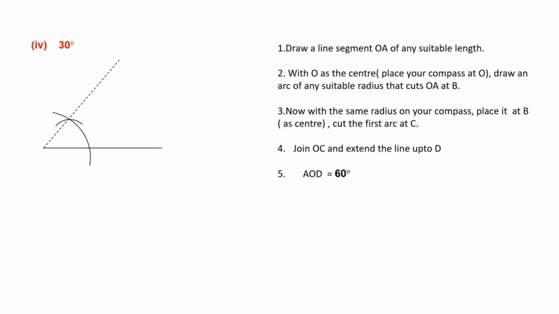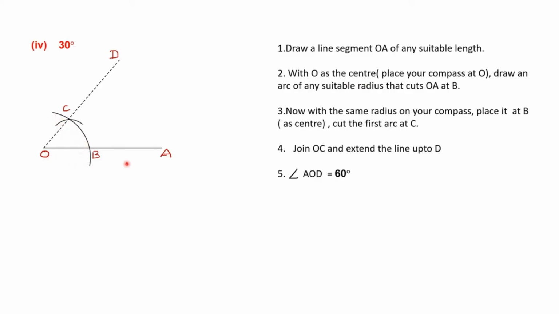Next one, we are going to construct 30 degrees. Here also, just like we did for 60 degrees, we are going to first finish the 60-degree construction and then bisect that angle to get 30 degrees. So I will quickly go through the steps of construction of angle 60 degrees. First step, draw a line segment OA of any suitable length. We have drawn the line OA with O as the center. That is, place your compass at O and draw an arc. So we have drawn an arc.